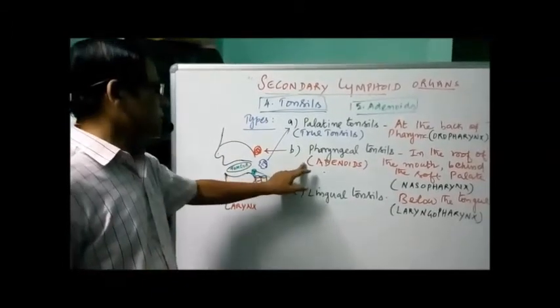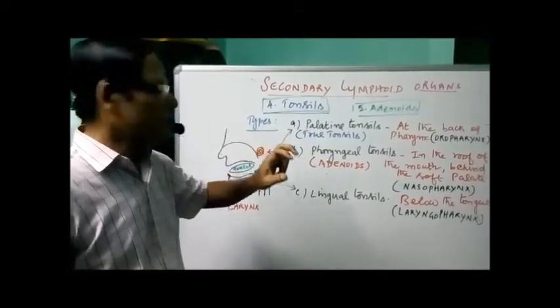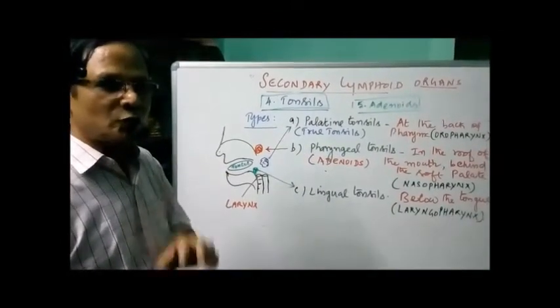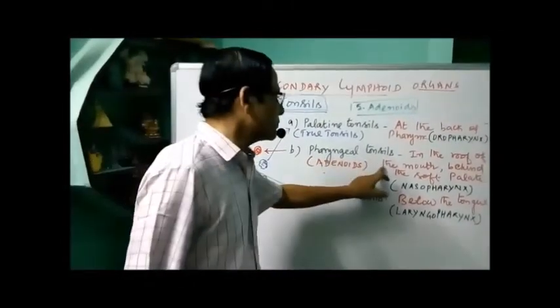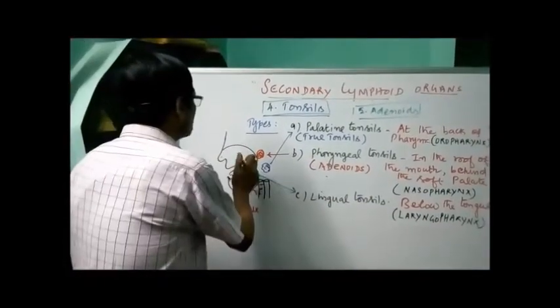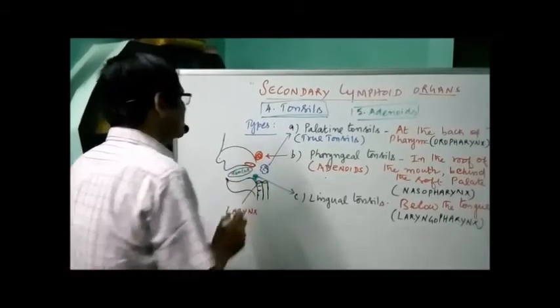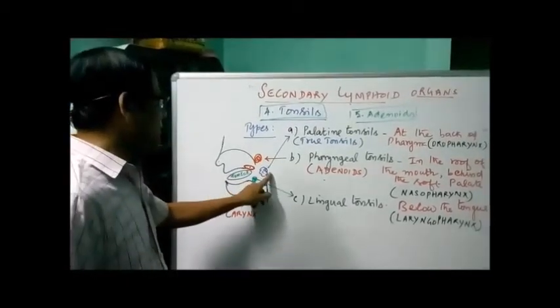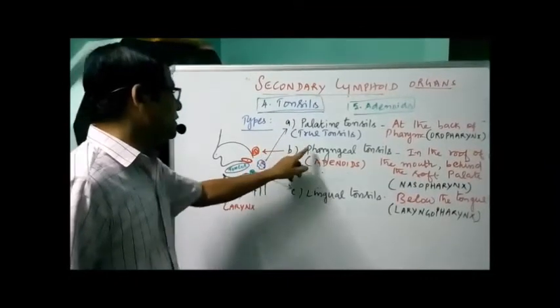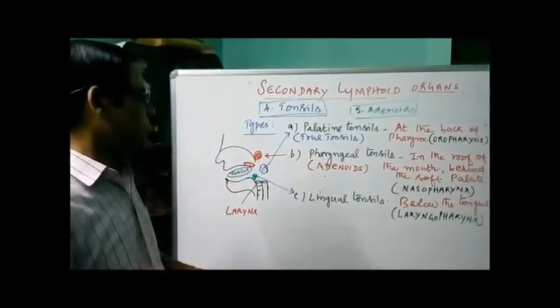Now the adenoids. The adenoids are nothing but the pharyngeal tonsils. These are glands situated in the roof of the mouth, just behind the soft palate. This region is the soft palate, and just behind it we have the pharyngeal tonsils, or adenoids.